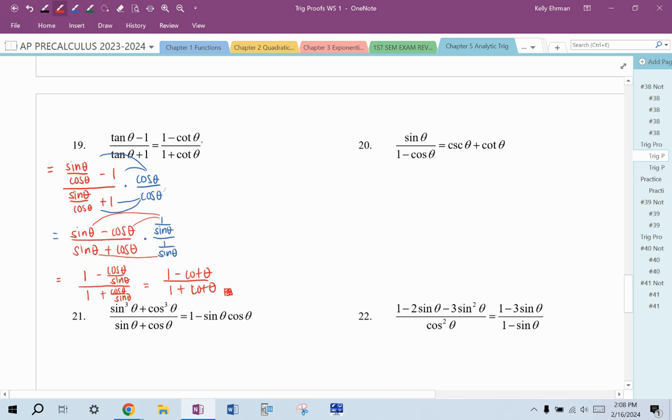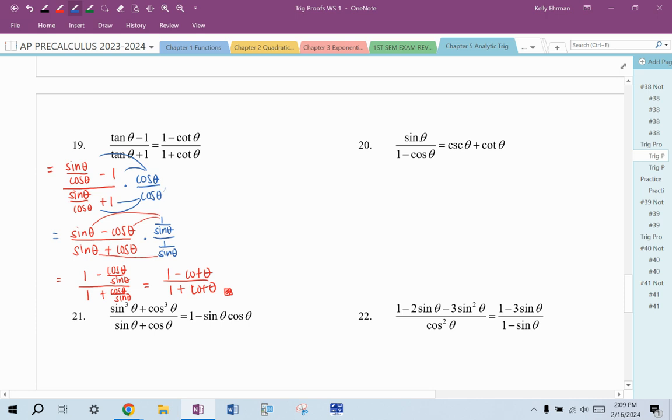I could have done the same steps if I started on the right side and done this in reverse. Instead of multiplying by 1 over sine, at some point I would have multiplied by 1 over cosine. All right, let's look at this one. I want to say we had something like this in our notes, if not this same one possibly, but see if you can do it without looking back at the notes.